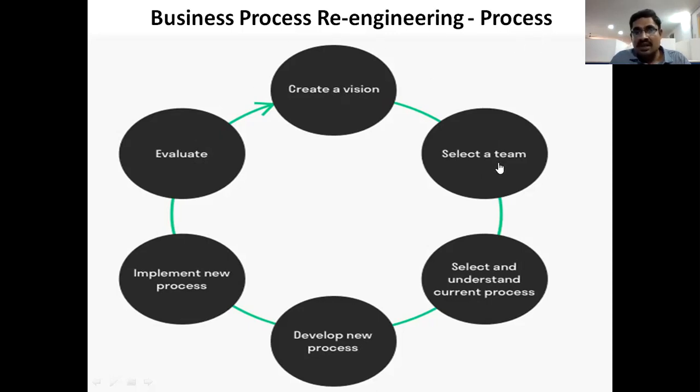Create a target, select a suitable team, understand the present activities performed by our company, develop new processes, implement these developed activities, and check the planned performance against the actual performance. If a gap is there, take remedial actions. Up to now, we can reach the target. So this is the business process reengineering process, right?